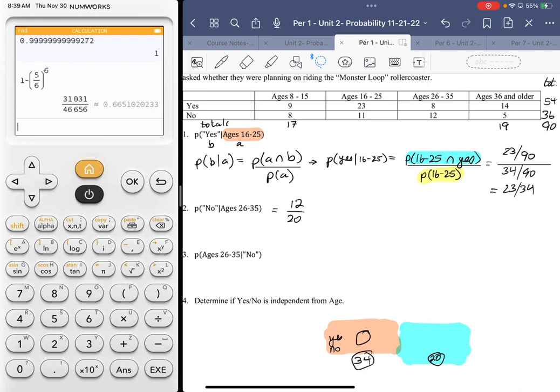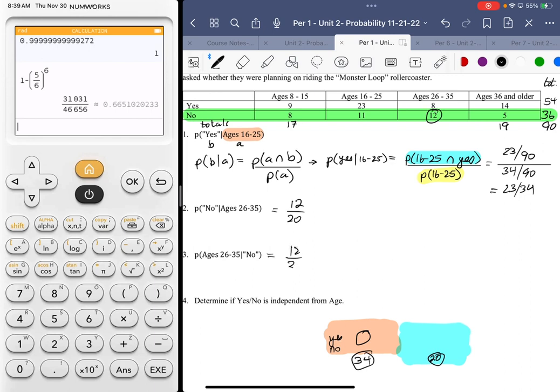For the next one, the given is no. So this is my given. And from this, I'm looking for the probability of being in the 16 to 35 group. So that's 12 individuals out of the 36 that make up the category of no.